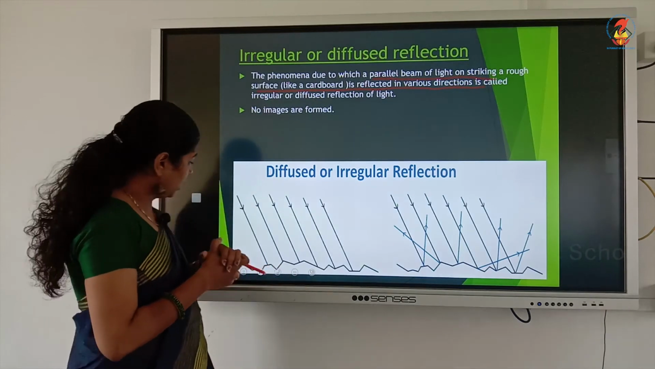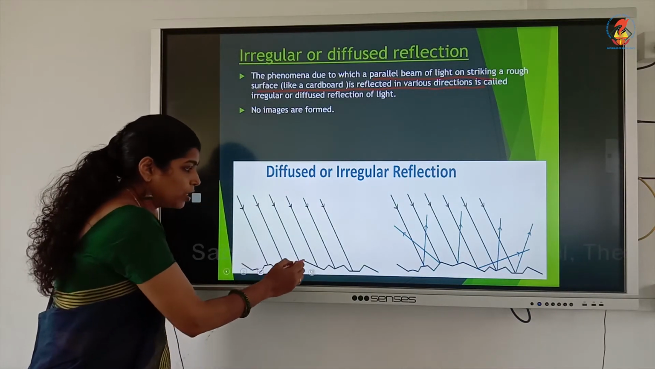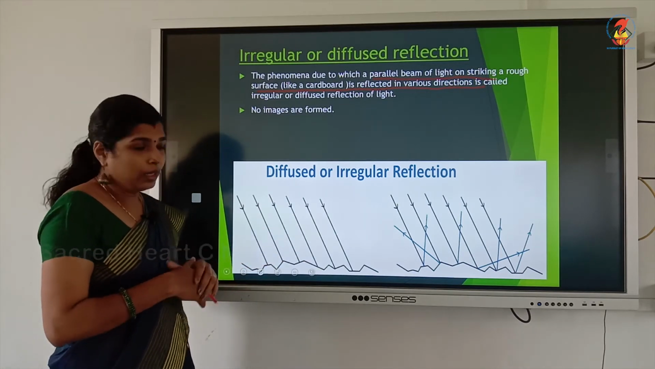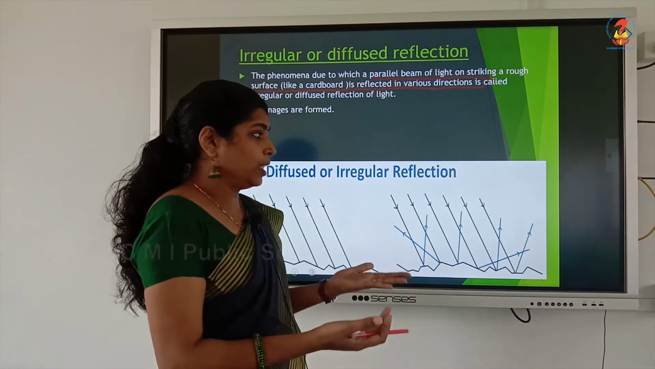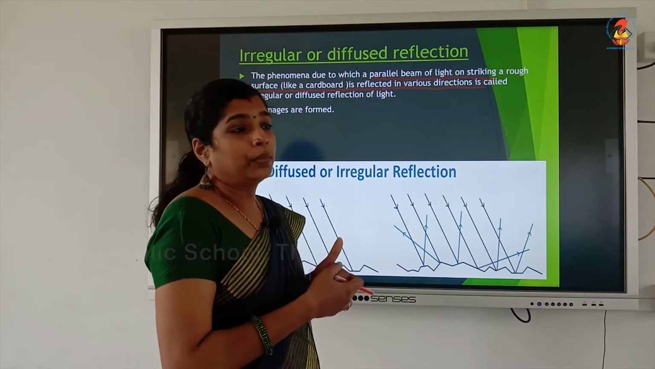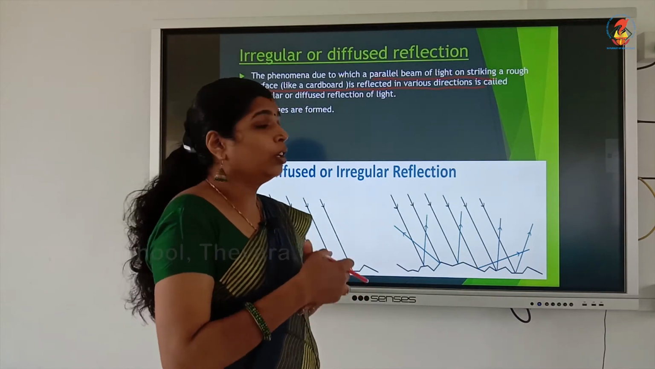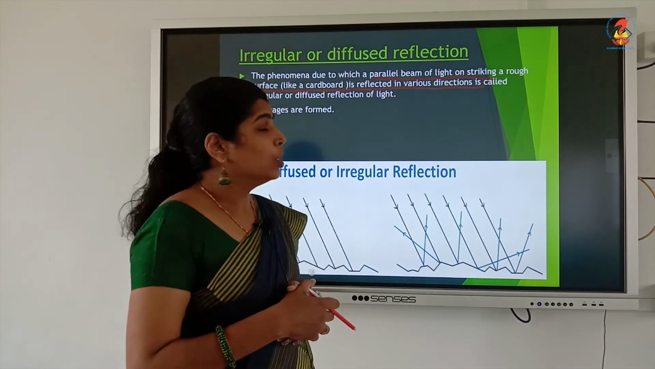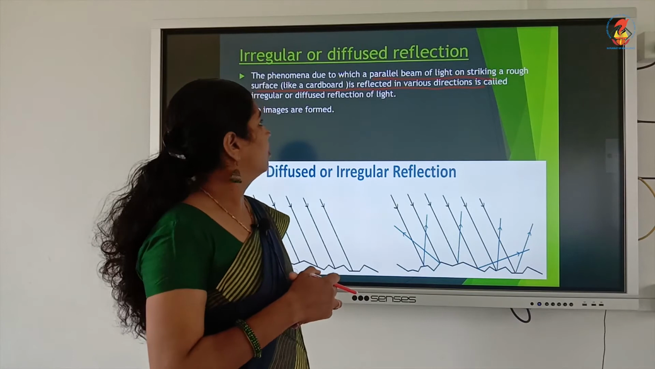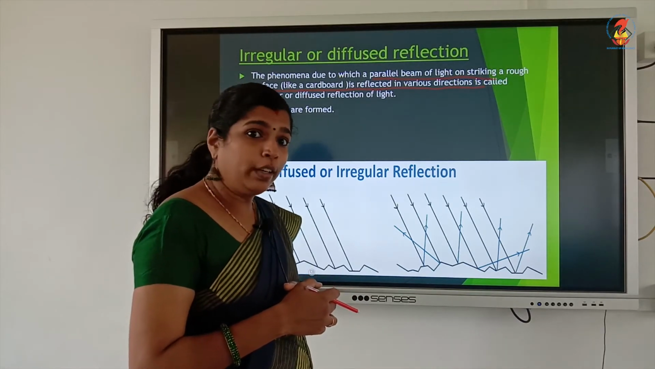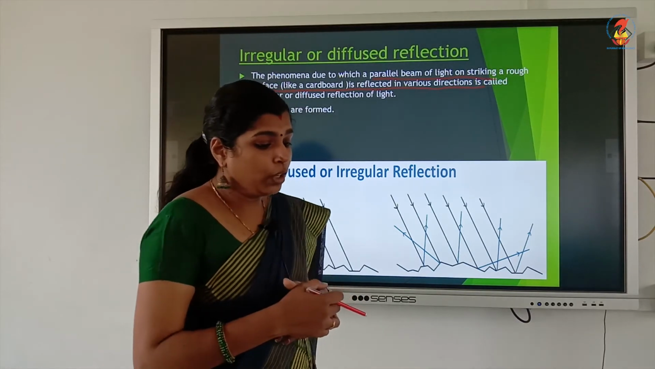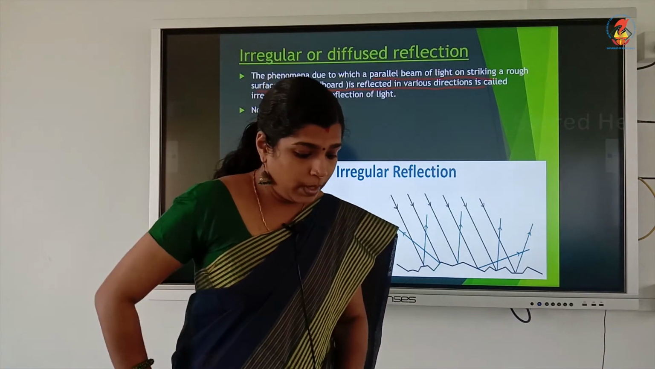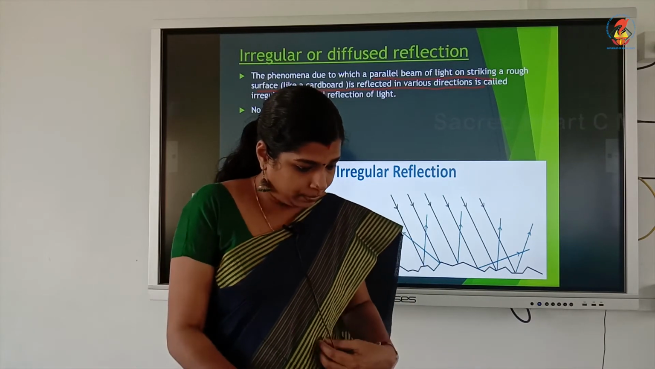Here you can see in this diagram, the surface is not a smooth one. Incident rays are parallel, but the reflected rays are reflected in different directions. That type of reflection is known as diffused reflection or irregular reflection. No images will be formed in this case.